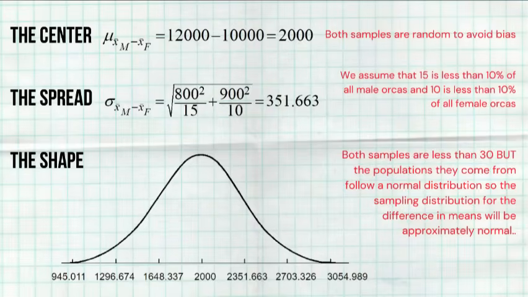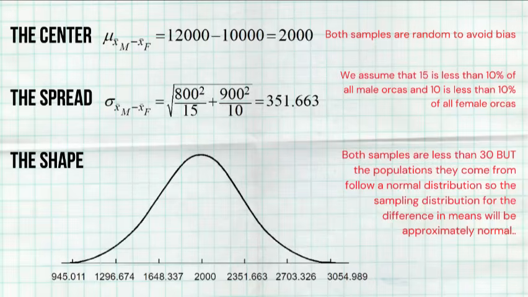Now, of course, we have to build the sampling distribution by creating the center, spread, and shape. The center is going to be the mean of all possible differences between the mean of a sample of males and the mean of a sample of females. And that is going to be the true difference. 12,000 for the males minus 10,000 for the females is 2,000. So we would expect there to be a difference of 2,000 pounds from a sample of males versus a sample of females.